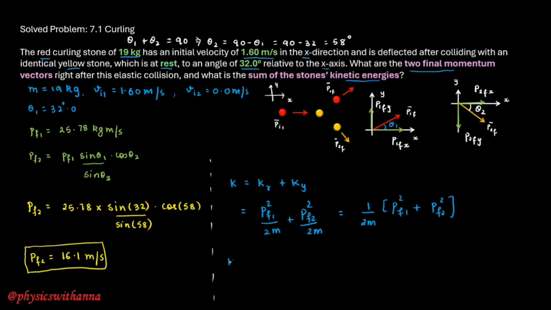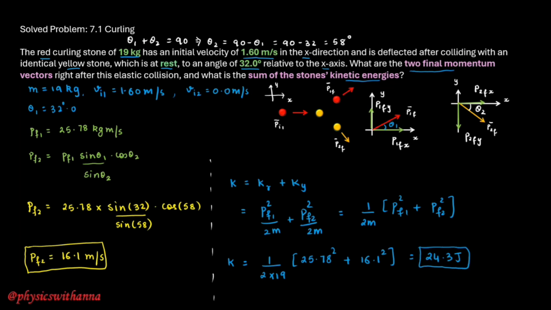Now substitute. K equals 1 over 2 times 19, times P final 1, which is 25.78 squared, plus P final 2, which is 16.1 squared. And when you solve this, you get their total kinetic energy to be equal to 24.3 joules.